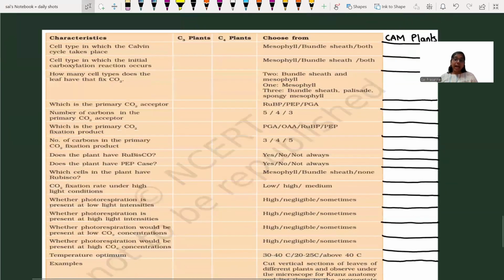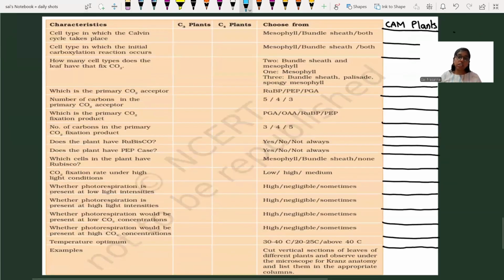Now we will see this last chart which is very important and this is given in your NCERT. The cell type in which the Calvin cycle takes place is of course mesophyll cells in C3. The cell type in which Calvin cycle takes place in C4 is bundle sheath cells. Here also in CAM plants it is mesophyll cells. Cell type in which initial carboxylation reactions are taking place in C3, though, it is mesophyll. Here also it is mesophyll, and here also it is mesophyll in CAM plants.